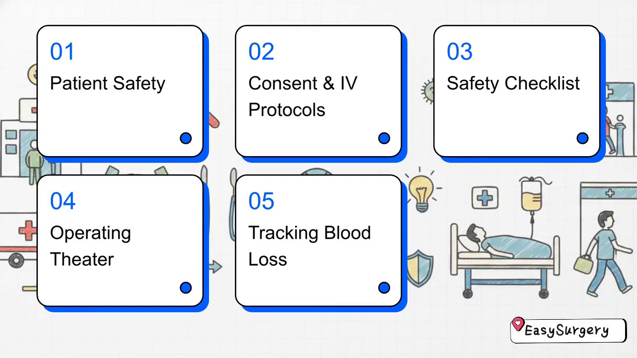First, we'll decode patient safety. Then, look at consent and IV protocols. Break down the famous surgical safety checklist. Step right inside the operating theater. And finally, we'll track blood loss.